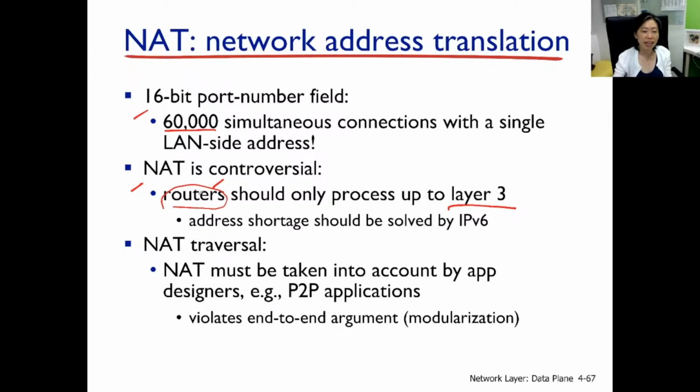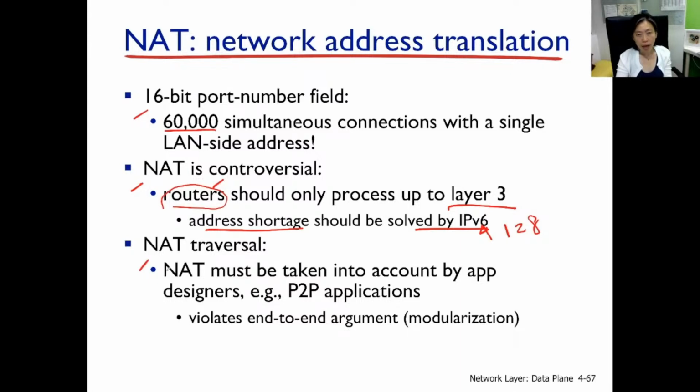So those who are against NAT boxes to address the IP address shortage problem argue that we should probably improve IPv4 such that we have more bits for the IP address field. So IPv6 is the next generation. It's using 128 bits for the IP address, much longer. We'll talk about this later.